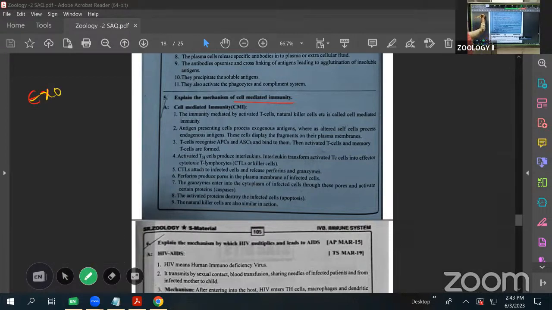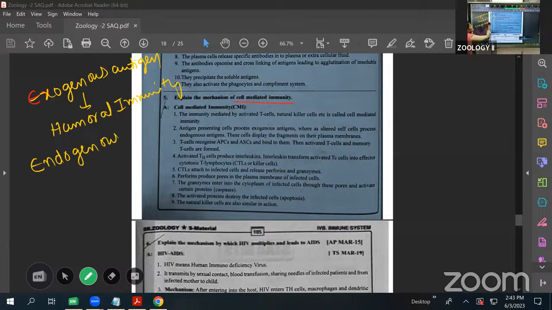Exogenous antigens are destroyed by which immunity? Humoral immunity. They are destroyed by the humoral immunity. What about the endogenous antigens? They enter inside of the cell. How are they destroyed? Endogenous antigens are destroyed by the cell-mediated immunity.